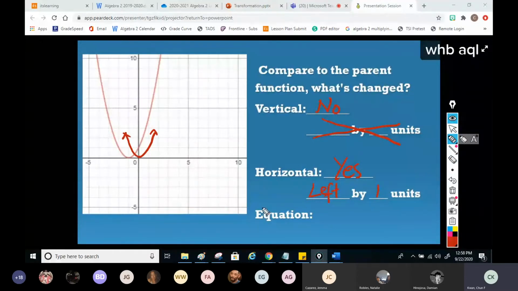All right, now I want you guys to figure out the equations, okay? Figure out the equations. So the original parent function with no transformation is y equals x squared. But now it's been shifted to the left by 1 unit. That means we are going to need to put some number in between the x and the square. Okay, we need to put some number in between the x and the square. All right, so that equation is going to be y equals, and you are going to need a parenthesis.